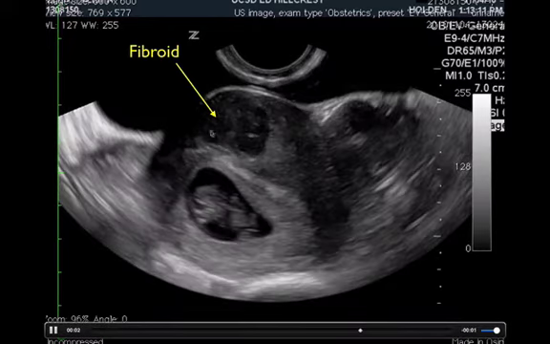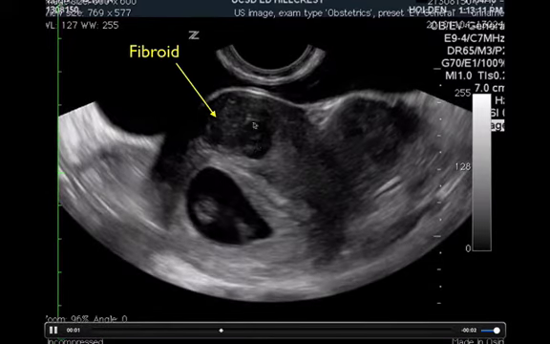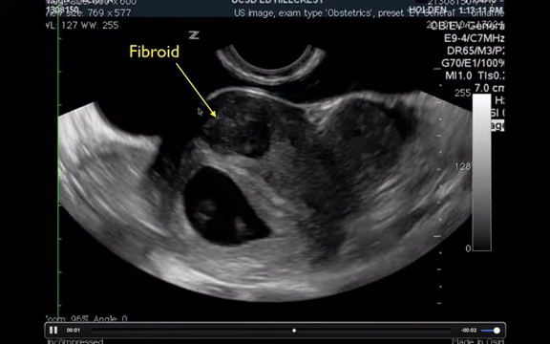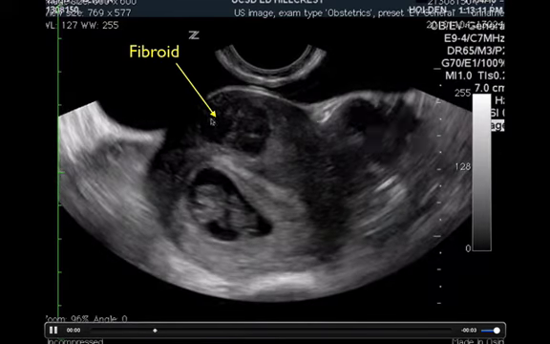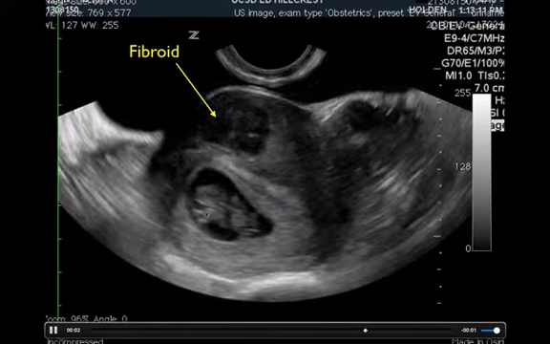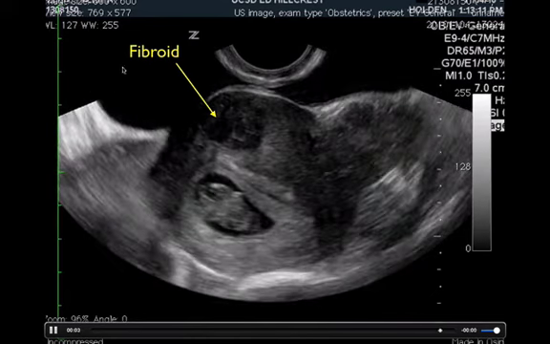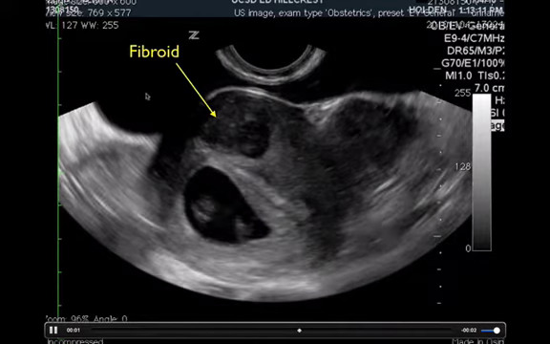This is another example of what a fibroid can look like. So they can be calcified or they can be a heterogeneous mixture in the myometrium. And we also see a baby here with a heartbeat. So this is bladder anteriorly.